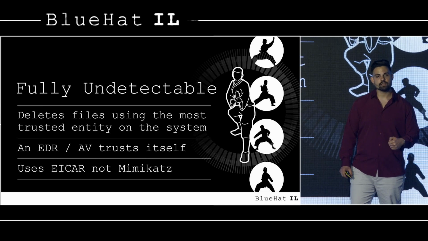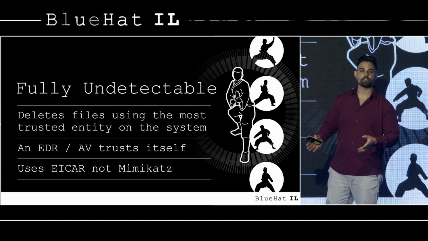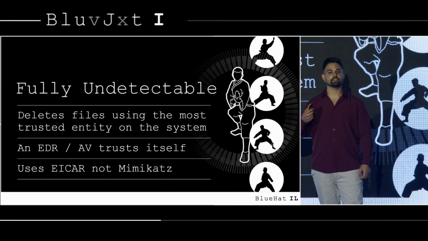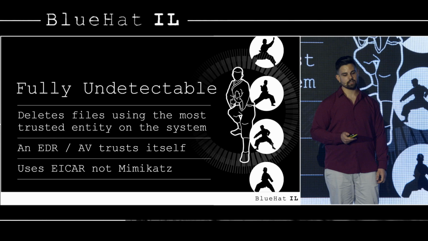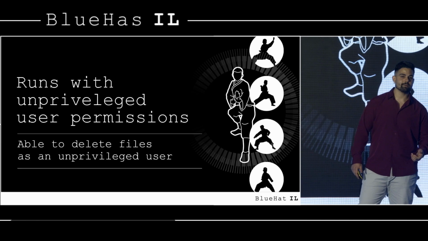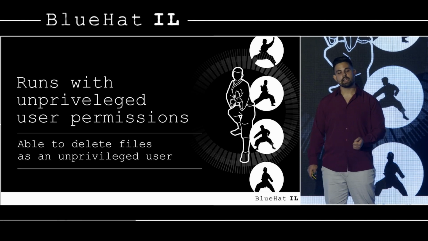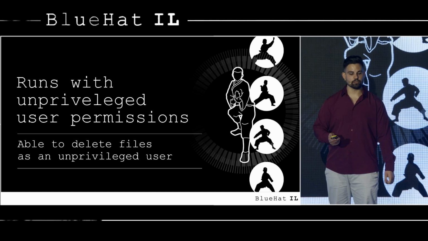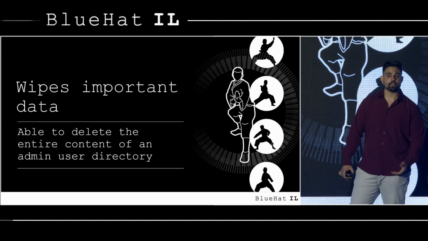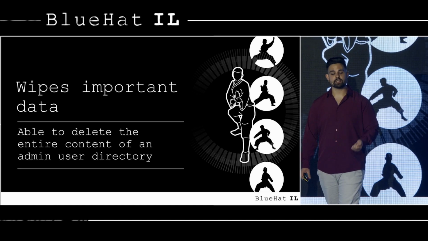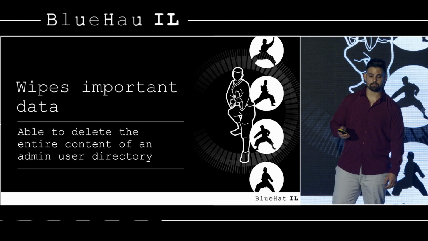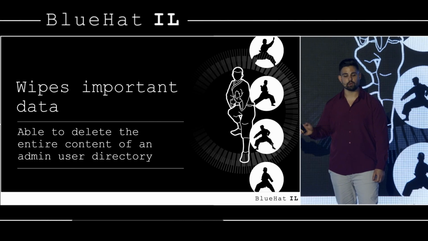And in order to minimize the noise from the creation of a malicious file, the wiper uses the EICAR test file, which is a file that EDRs and antiviruses are obligated to delete. So it's not a real malicious file that is being created. It is running, as we mentioned, with the privileges of an unprivileged user, and it's still able to do all these deletions. It is able to wipe important data that belongs to an administrator, and it can even delete an entire admin user directory, again, running as an unprivileged user, and we'll soon see a demo of that.